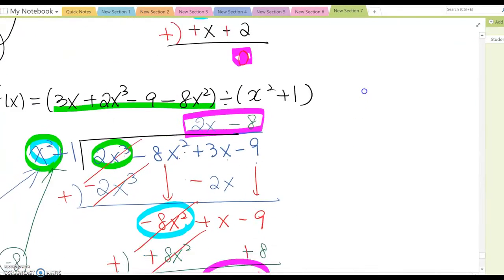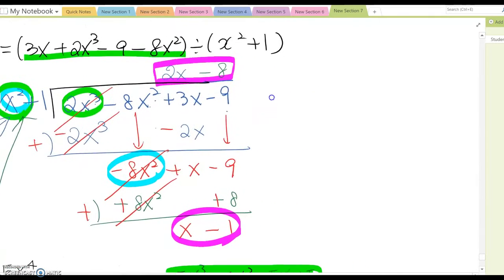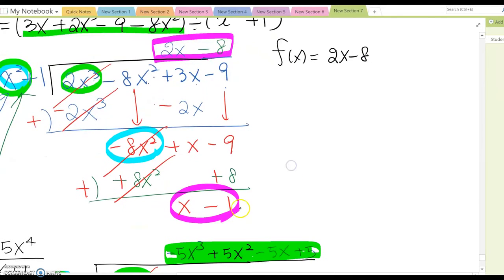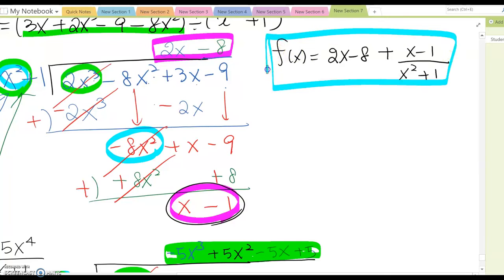Now, what about this case? We have a remainder, so this form will be a little bit different. f(x) equals 2x minus 8, and now you put this one, so plus x minus 1 over, what was the divisor? Yeah, there was x squared plus 1. That should be the final answer, the function form of this case.